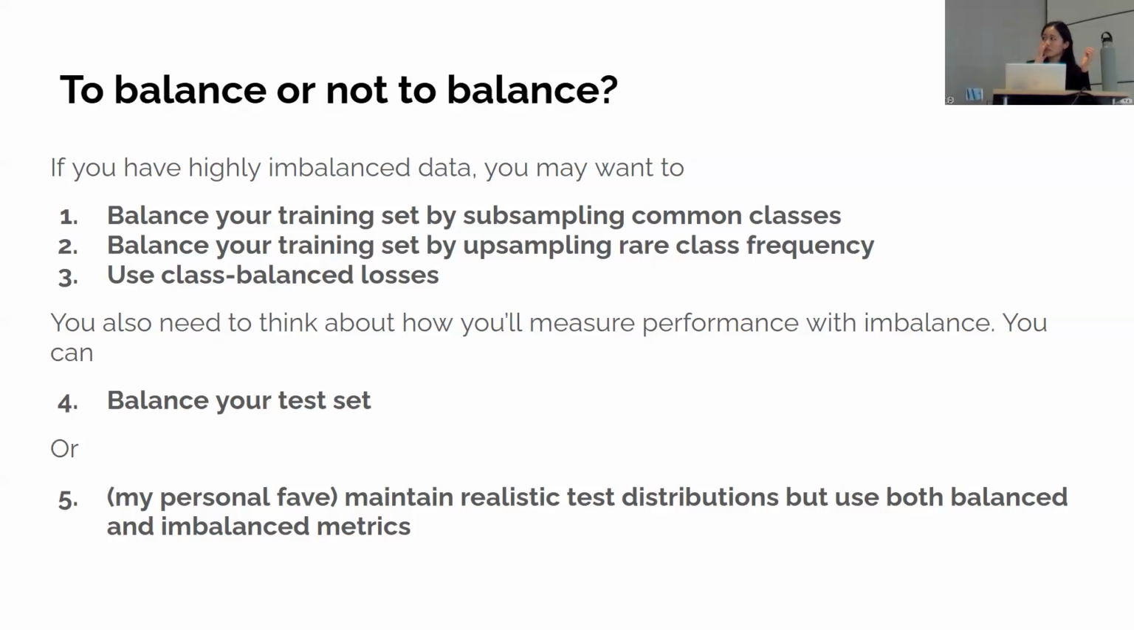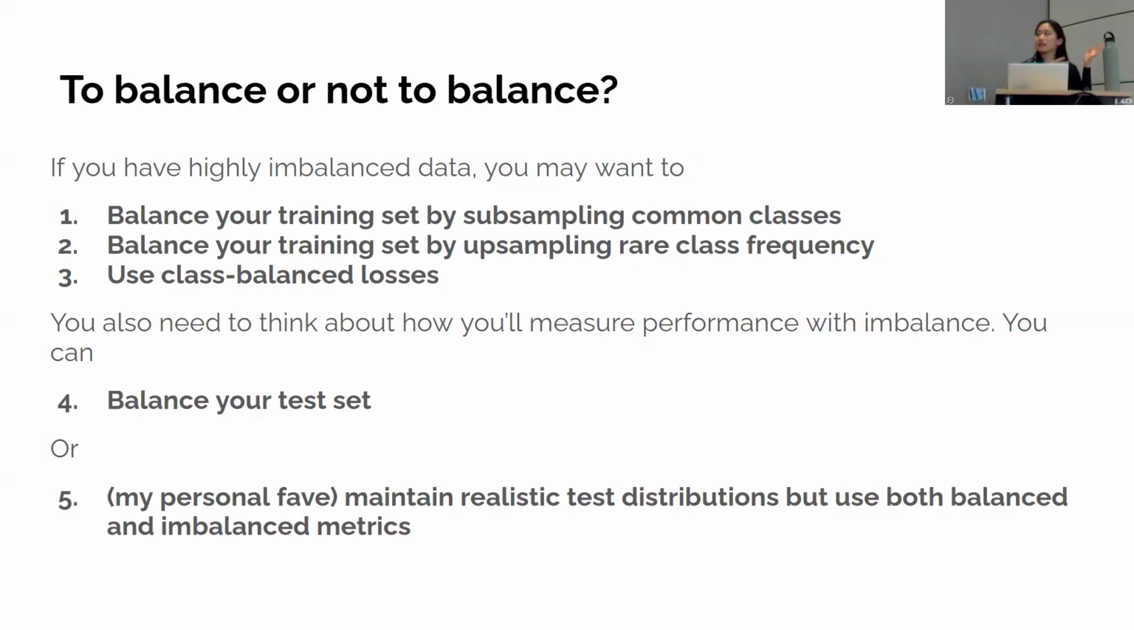You also will need to think about how you want to measure downstream performance with imbalance. If you have an imbalanced training set, one way that you can measure performance across every class evenly is to balance your test set instead.